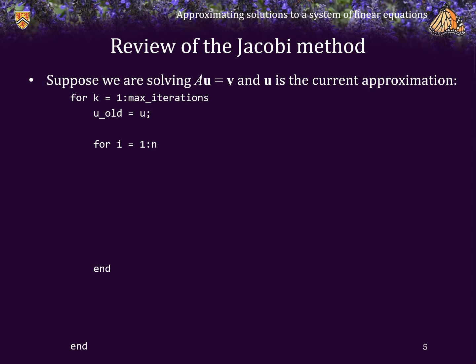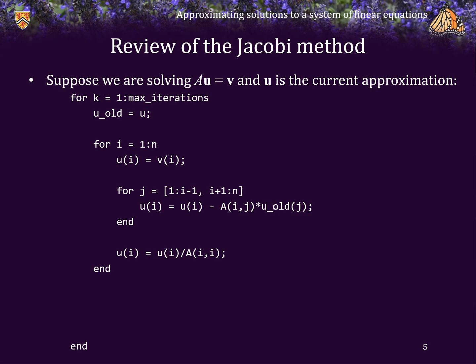So we're going to update each entry of u individually. So we have a loop going from 1 to n, and thus we start by assigning the ith entry of u the ith entry of the target vector v. We then subtract off the off-diagonal entries of the ith row of A multiplied by the corresponding entries of the old vector from the previous iteration. And we're going to do this for each entry of u. Finally, we divide the ith entry of u by the diagonal entry of the matrix A.